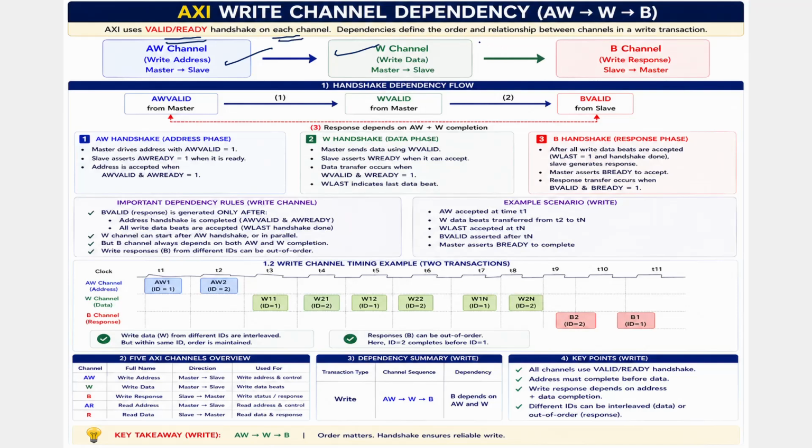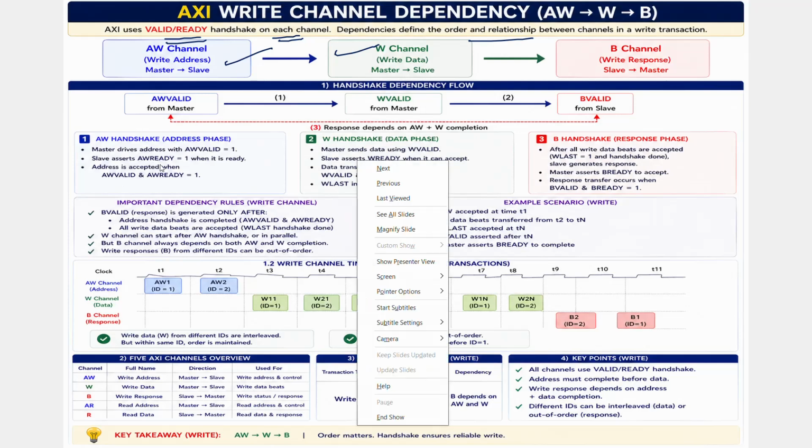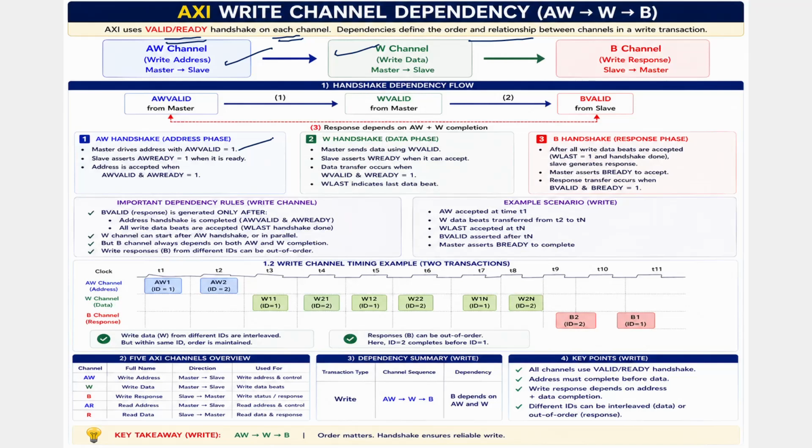So dependencies depend on the order relationship between the channels. That means whatever type of transaction you are doing, that order applies here. First we need to do the handshaking. For address handshaking, the AW valid signal should be high, then only the slave ready signal should be high, and also the W handshaking. First we need to check that each and every channel handshaking is done properly or not. Then the B handshake: W last should be high once all the data are transferred.